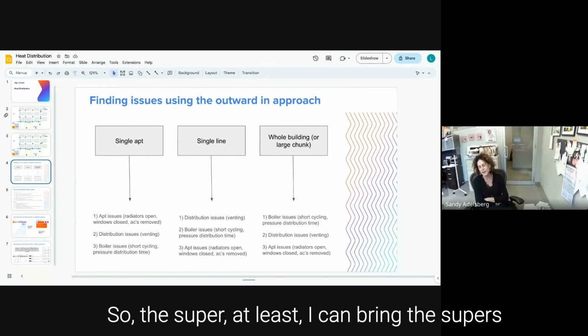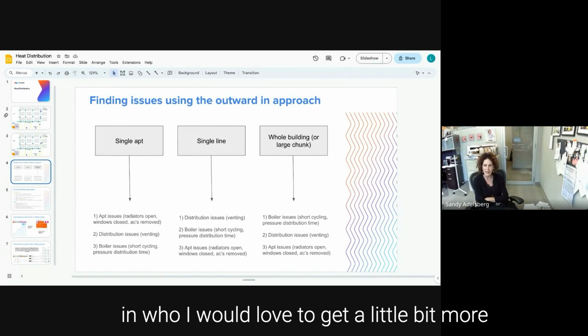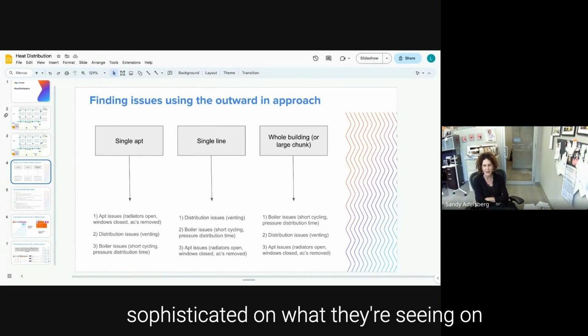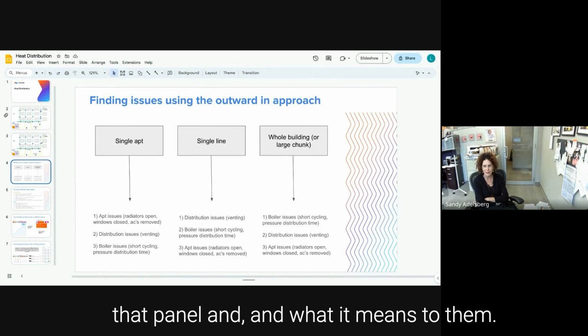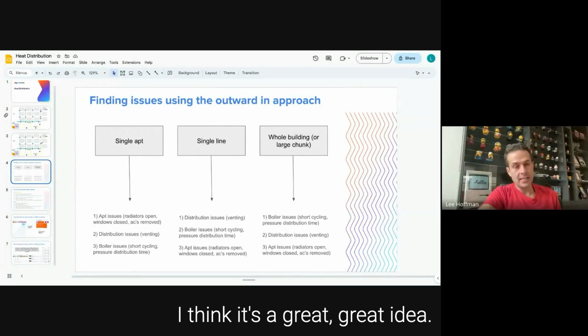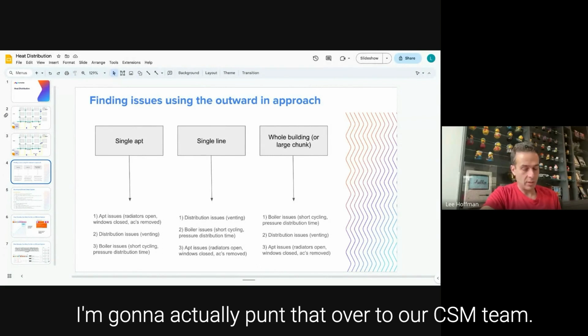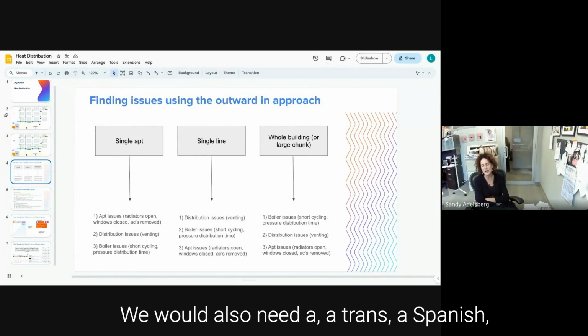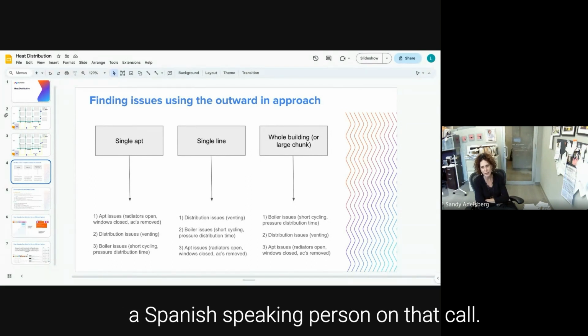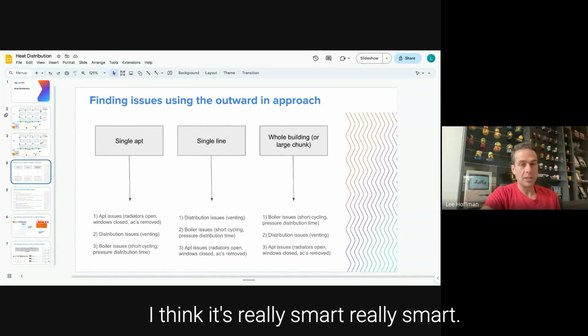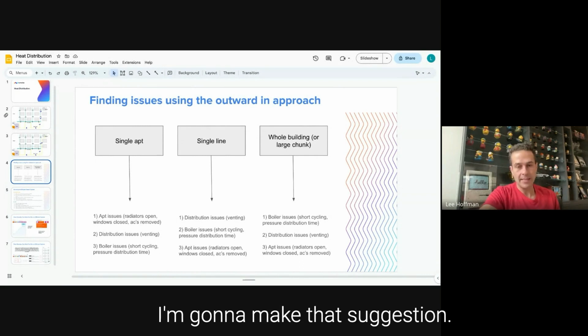So the supers, I could bring supers in who I would love to get a little bit more sophisticated on what they're seeing on that panel and what it means to them. I think it's a great idea. I'm going to punt that over to our CSM team. It would also need a Spanish speaking person on that call. Yeah, I think it's really smart. Really smart. I'm going to make that suggestion.